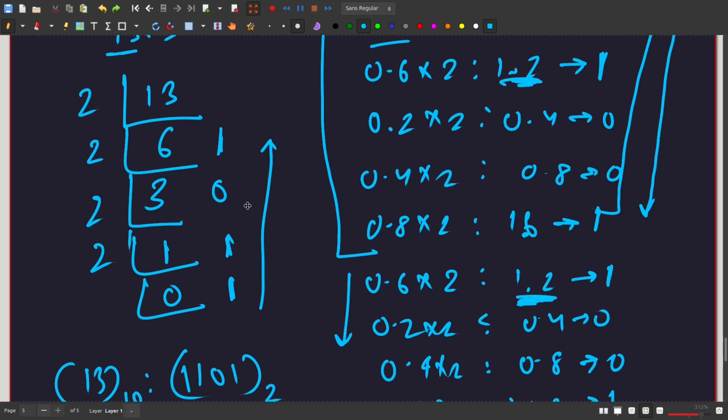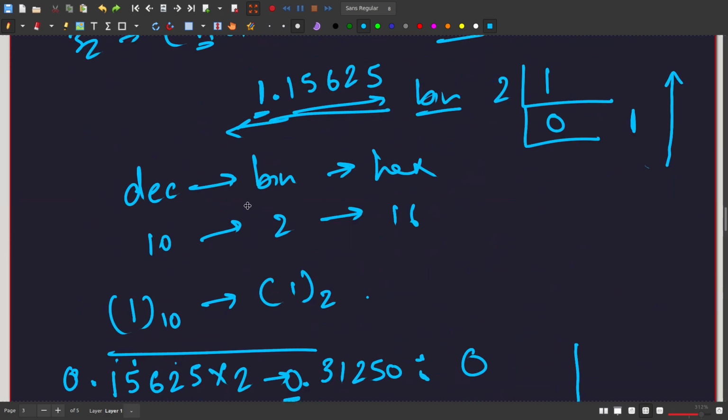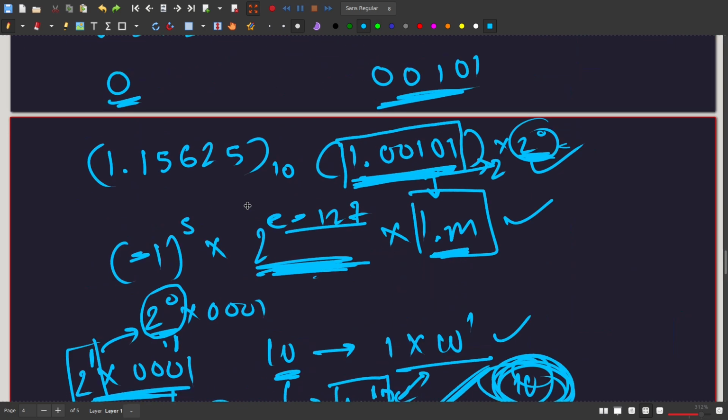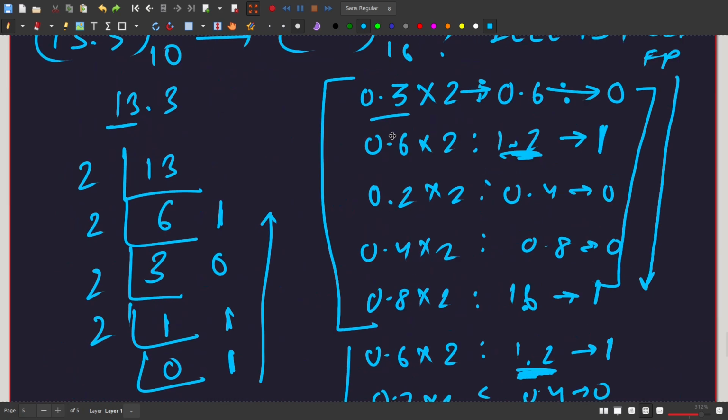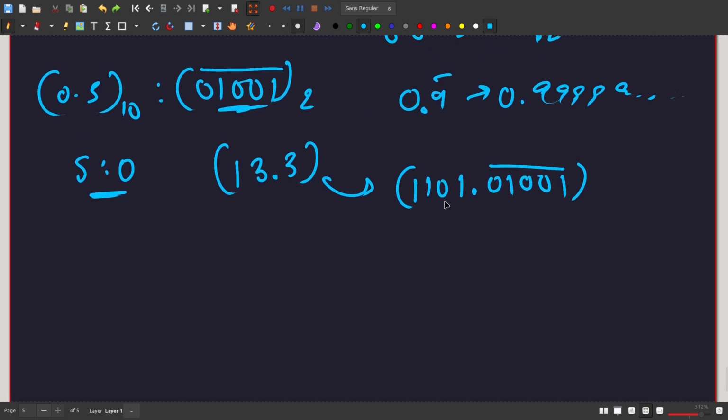Earlier, when we were doing the 1.16, we already got it in this notation where we had a 1.0010. It was basically normalized already, but this thing isn't normalized. This is a very big value, too big. So what we have to do is shift this decimal here. It has to be right after the first one. So how do you do it?